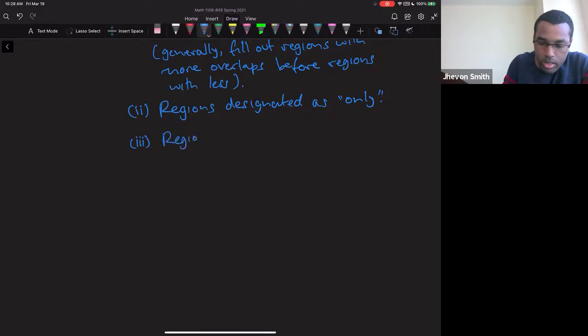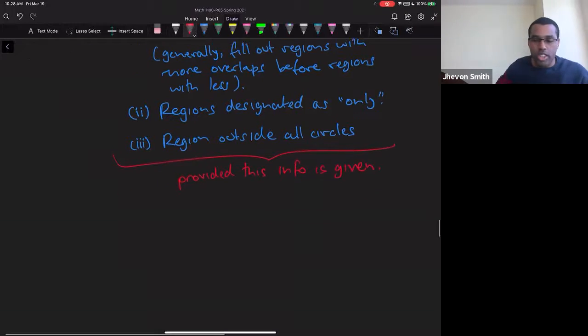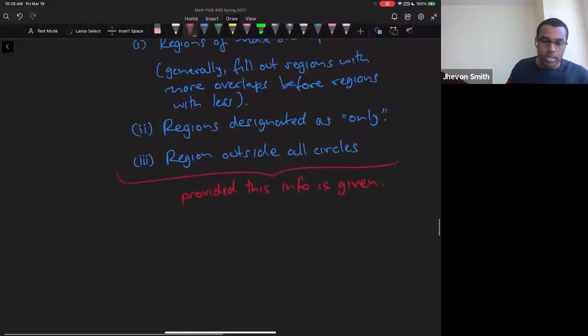Region outside all circles, provided this info is given. You'll always have enough info in a problem to fill it out. So, you look for what information you're given. You want to fill out these numbers first.